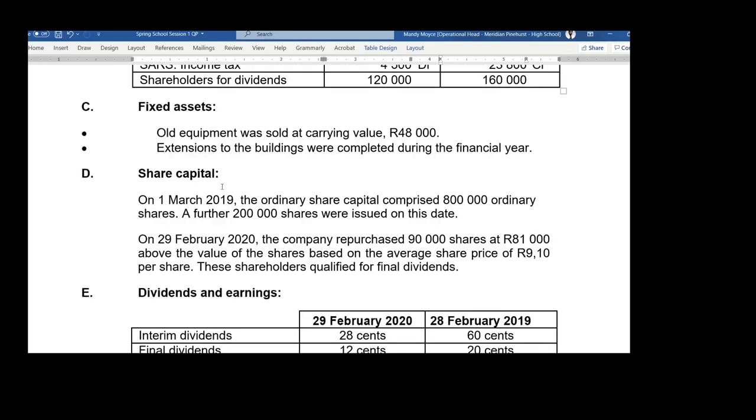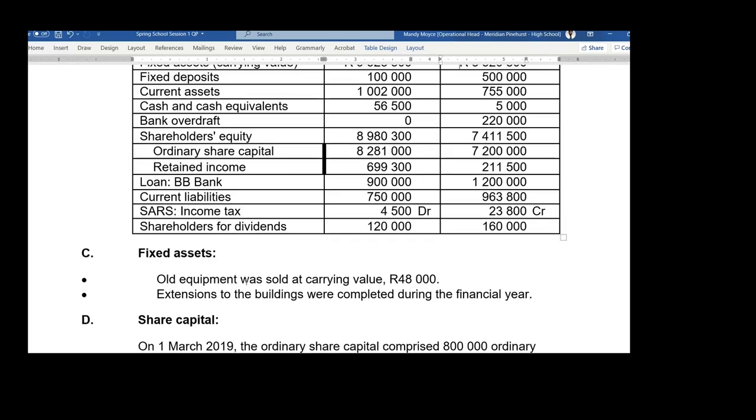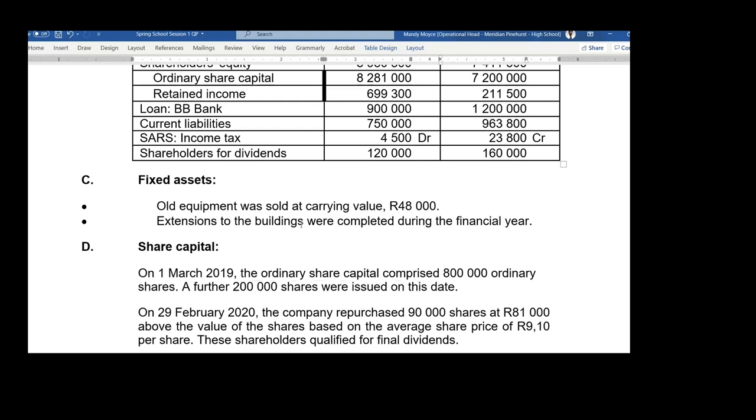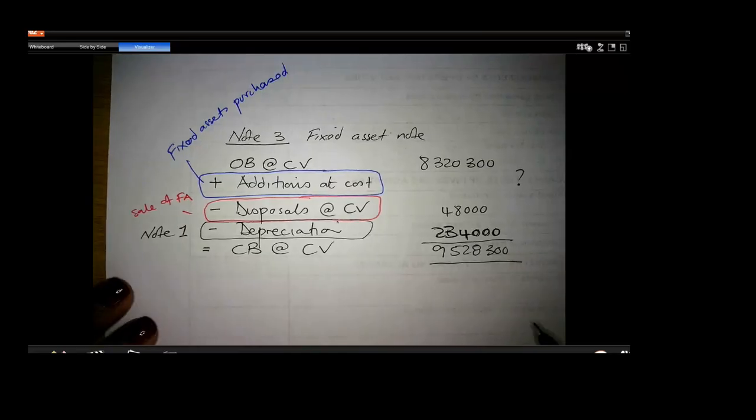Then, old equipment was sold at carrying value for 48,000. They give it to you. And then they say extensions to the buildings were completed during the financial year. That is my unknown. So learners, can you see? You cannot approach cash flow from the top down. You have to bounce all over and go and find your puzzle pieces. That's what I talk about when I talk about cash flow.